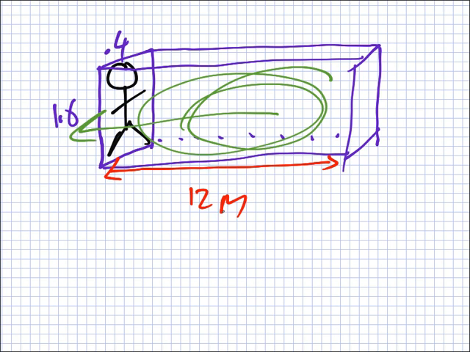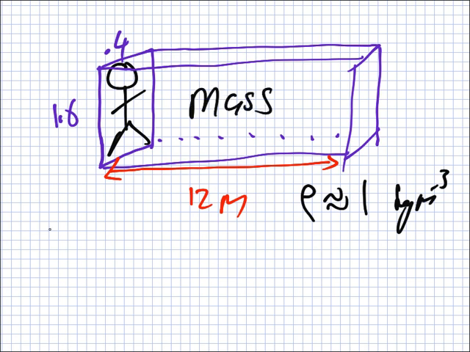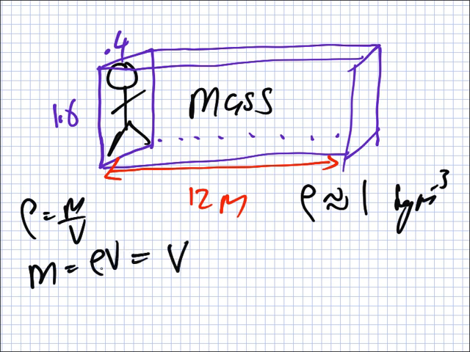It can't be more than 12 meters because the wind's not going fast enough to have more than that hit him. So if the wind's going 12 meters per second, it means basically per second 12 meters of air gets pushed into him. We know how fast it's going, it's 12. The density, I said, is roughly 1 kilogram per meter cubed. So let's calculate the mass here. Density is mass over volume, so mass is density times volume, which is roughly just the volume because the density is 1. And the volume is 12 by 1.6 by 0.4.